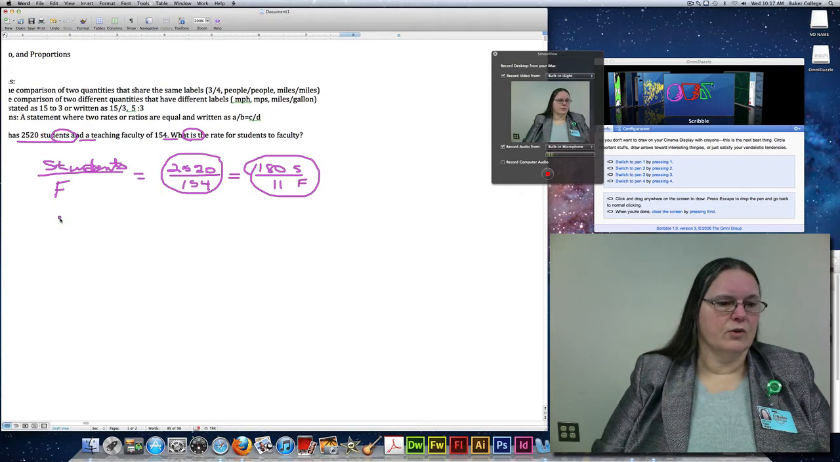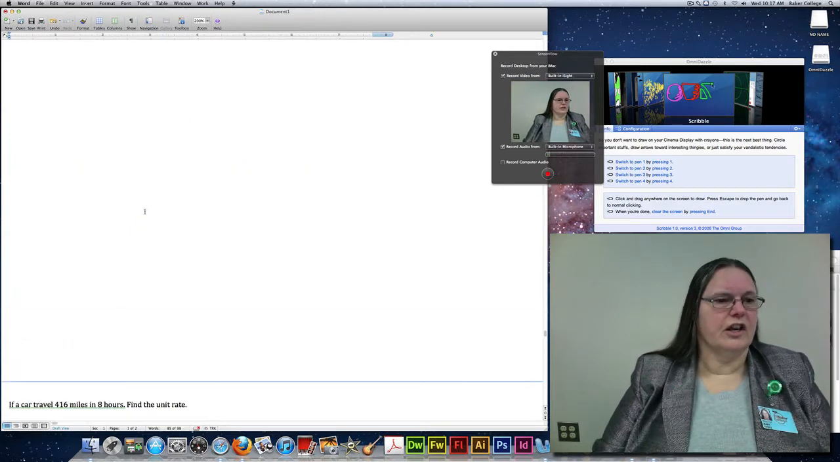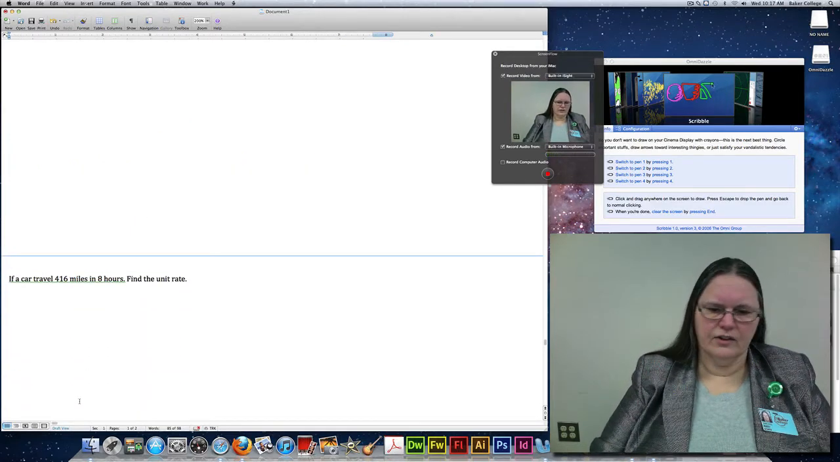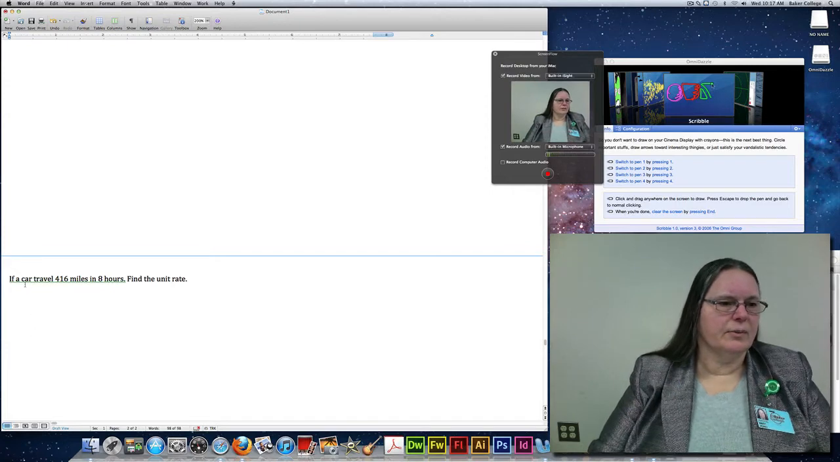Now, let's go to the next one I have here. Now, if a car travels, this is Apple software, I'm not used to using Apple. The next one is comparing miles to hours, and they want the unit rate. Well, the unit rate is just that. We have two labels, miles to hours. So what we're doing here is comparing miles to hours, and it's just like the problem we just did.